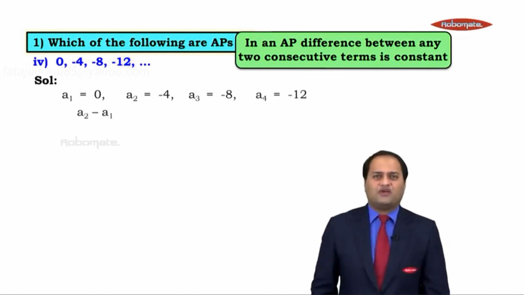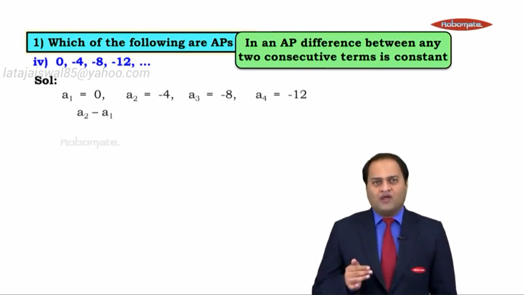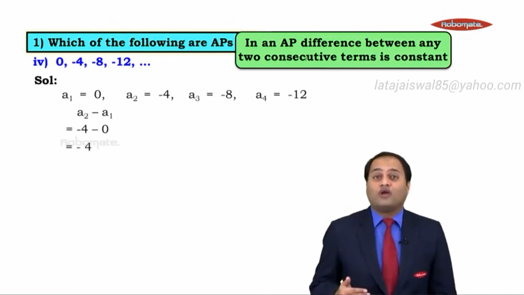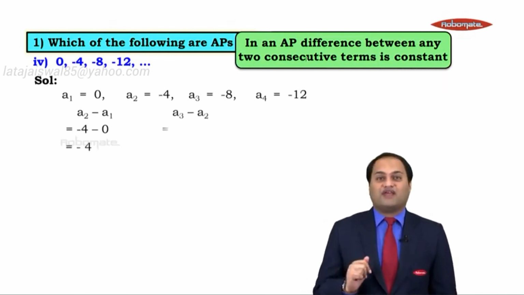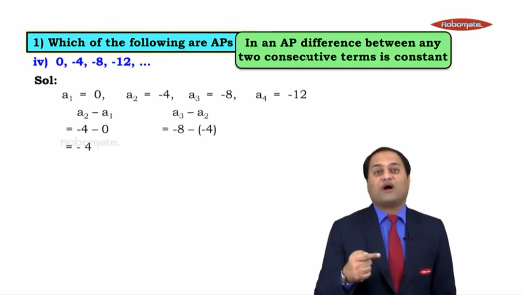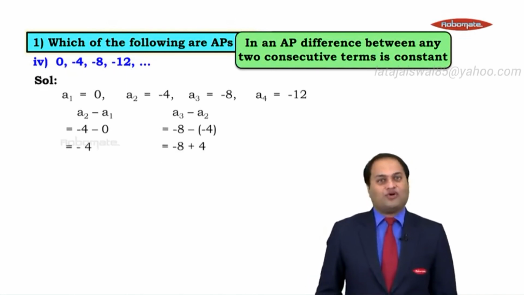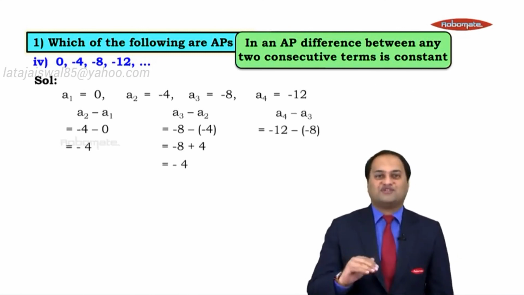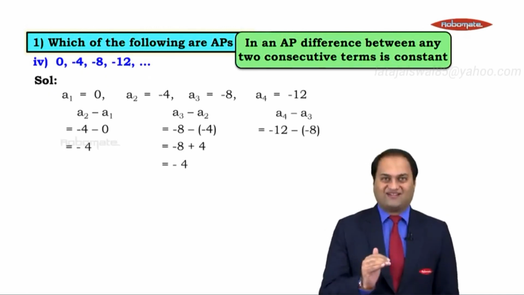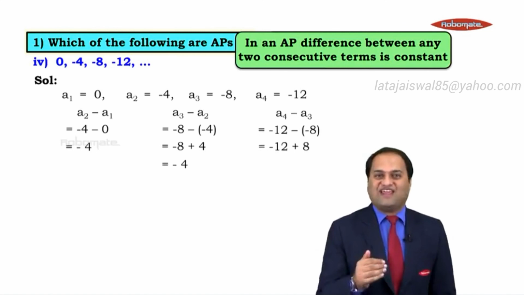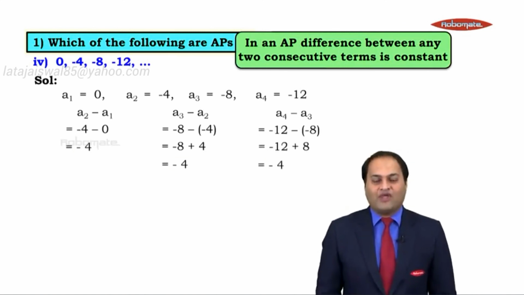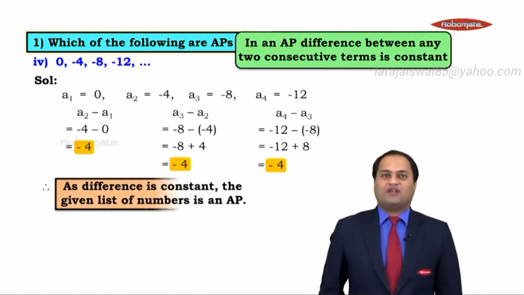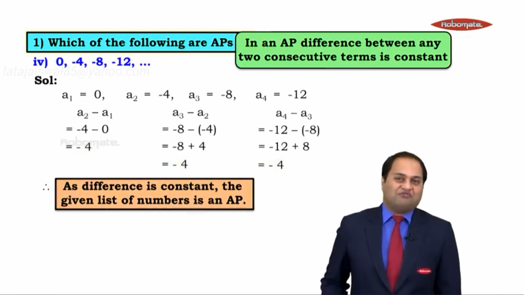Now let's find the difference. A2 minus A1. What's A2 minus A1 here? Minus 4 minus 0. That's minus 4. Now do what? A3 minus A2. That's minus 8 minus of minus 4. That's minus 8 plus 4, which is equal to minus 4. Now find A4 minus A3, which is minus 12 minus of minus 8, which is minus 12 plus 8, which is equal to minus 4. What do we observe? The difference is the same, and because the difference is the same, the given list of numbers is definitely an AP. As simple as that.